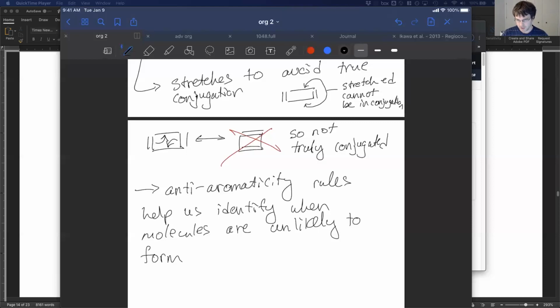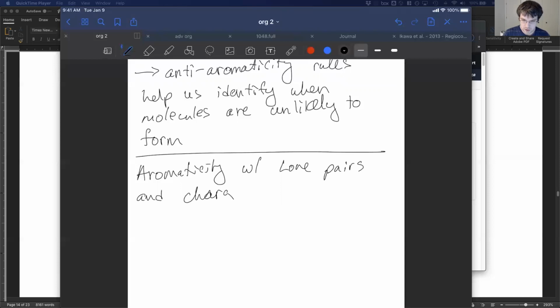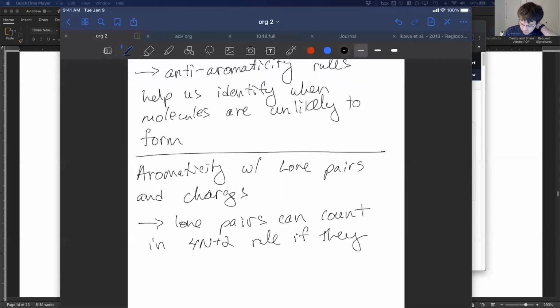We could look at some chemistry of this, but I wanted us to just be able to identify aromaticity and anti-aromaticity in this initial lecture. So I'm just going to go through a few more examples where we look at lone pairs. Aromaticity with lone pairs and charges. It turns out that lone pairs can count in the 4n plus 2 rule if they get us to 4n plus 2.